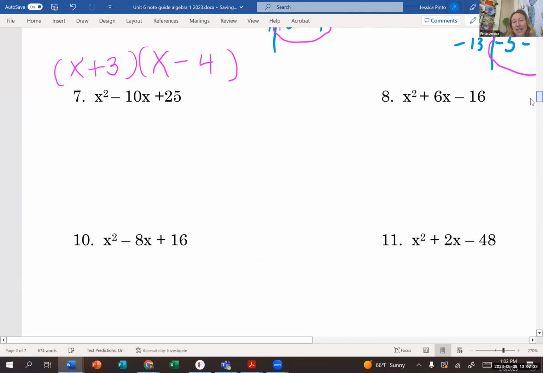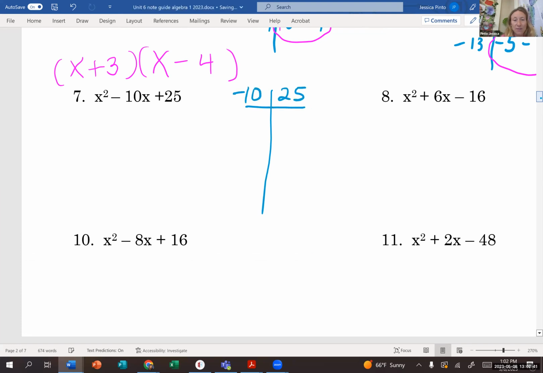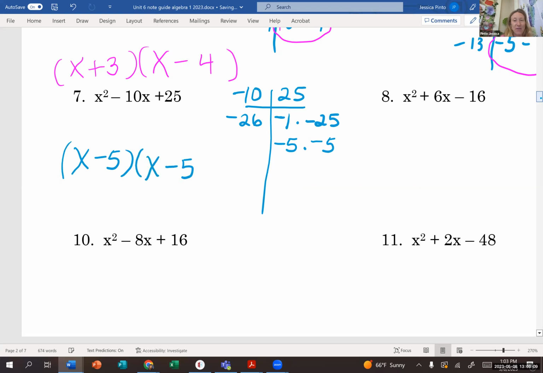Got x squared minus 10x plus 25. Okay. Here's 25. Here's -10. I'm thinking of -1 times -25. Did you think of 2 negatives? I hope so. That adds to -26. That's wrong. So now I'm going to go with -5 times -5. And that's the answer. X minus 5 times x minus 5.